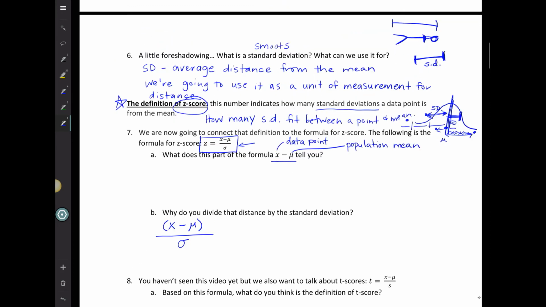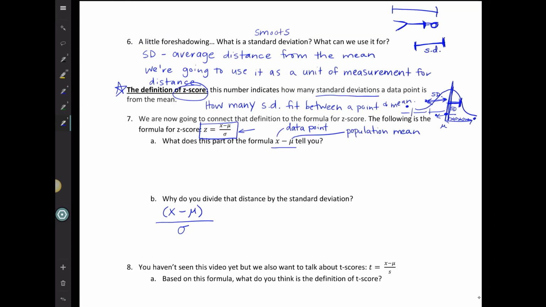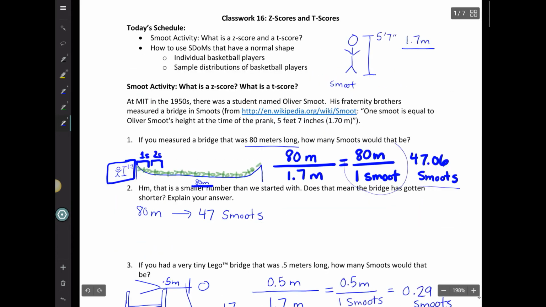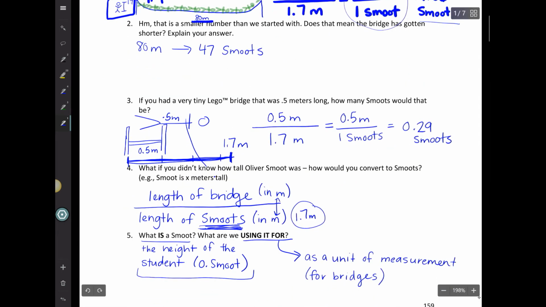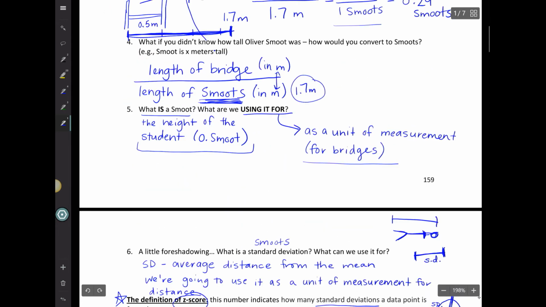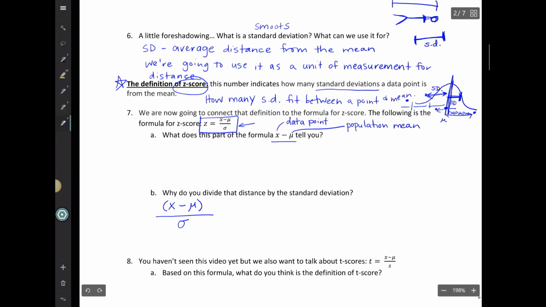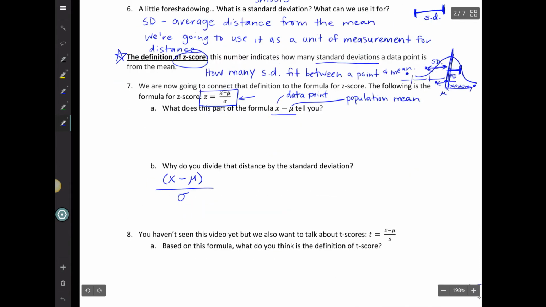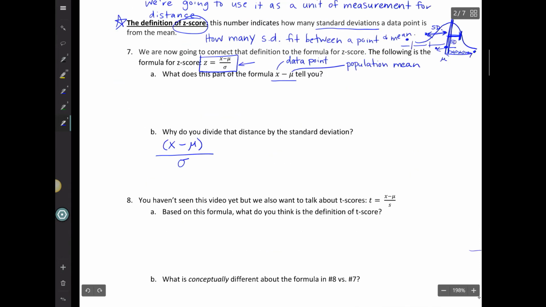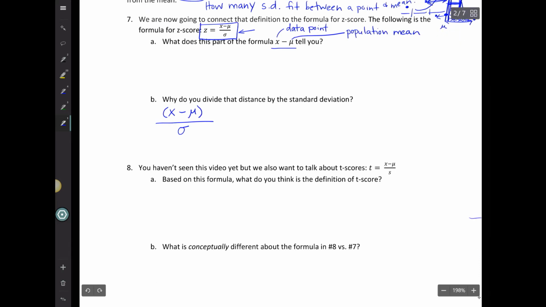Think about our smoots. Think about what this top part of the formula represents. And then think about why we would divide by one standard deviation. It will help to remember what we did here. Hopefully that will help you start to connect some of these ideas. Once you've had a chance to think these through and jot your notes down, you can come back and check out the solution guide, and I can explain more.